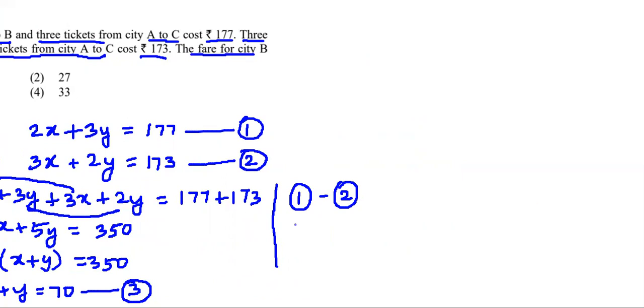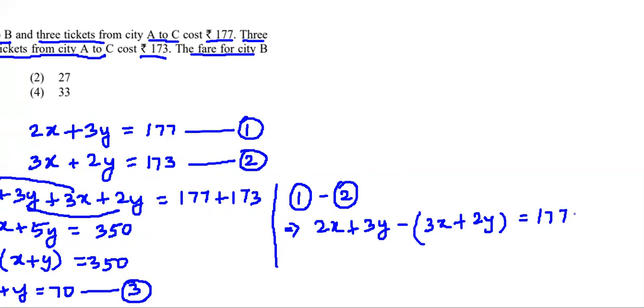Let's see what happens. This time, since we are going to subtract, we should be very careful with the signs. So 2x plus 3y, the terms we have in the first equation, minus 3x plus 2y, which we have to put inside the brackets. Coming to the right hand side, we have 177 minus 173. Fine.